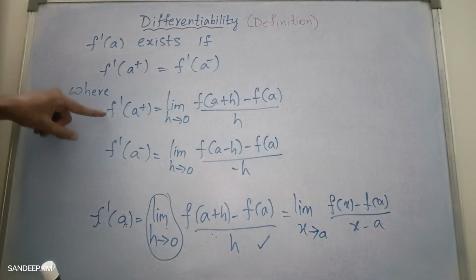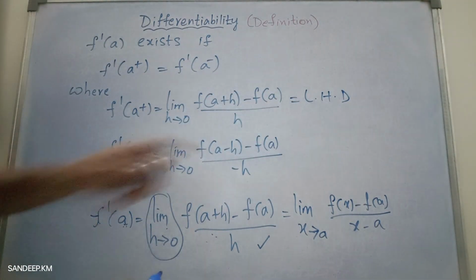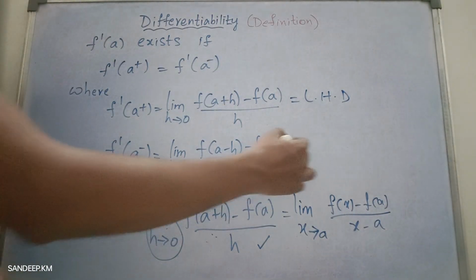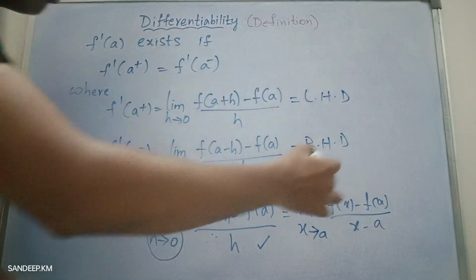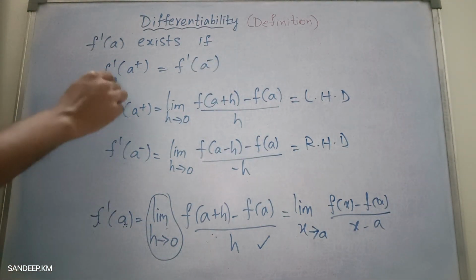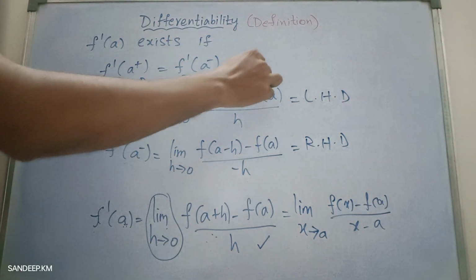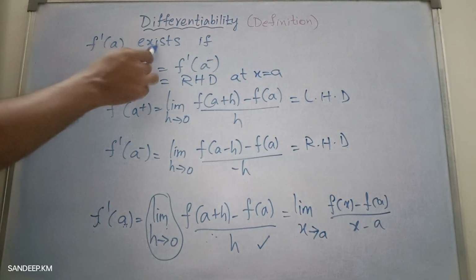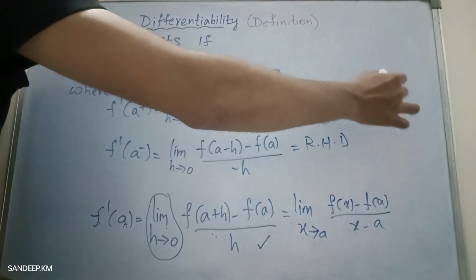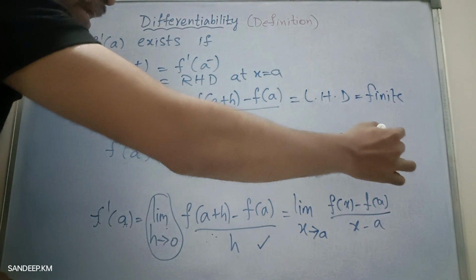So this is f'(a+). It is also called LHD. What is LHD? Left hand differentiability. And f'(a-) is called RHD, right hand differentiability. Dear students, if the left hand differentiability is equal to the right hand differentiability at x = a, then we say that f'(a) exists. But observe one thing, this value should be a finite number. It should not be infinite. Keep this in mind. And f'(a-) also should be finite.